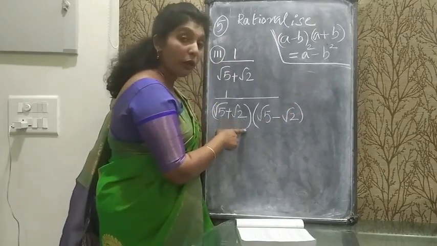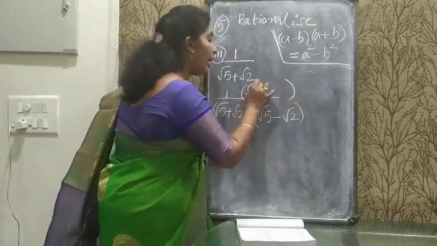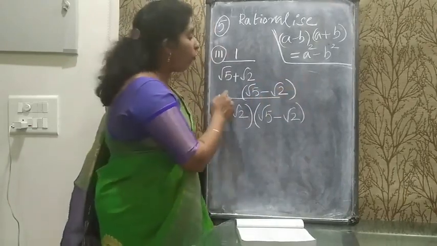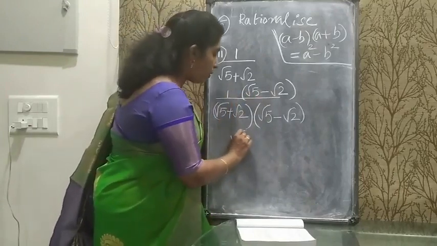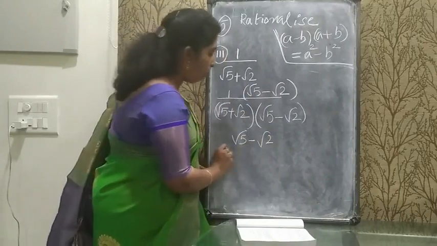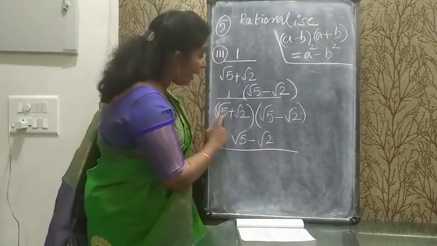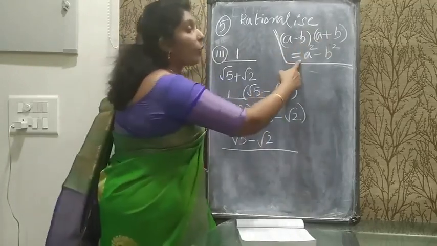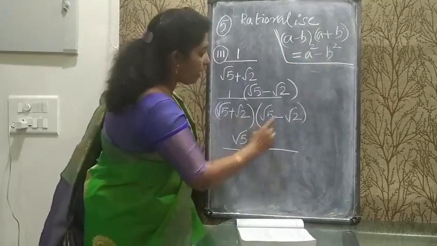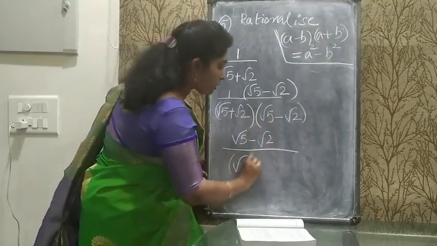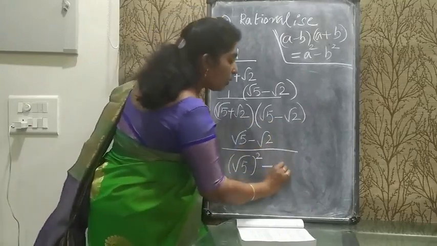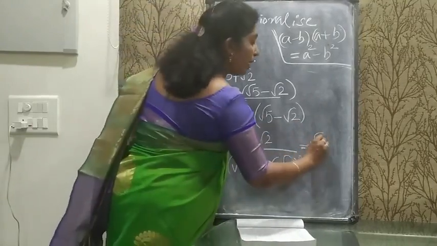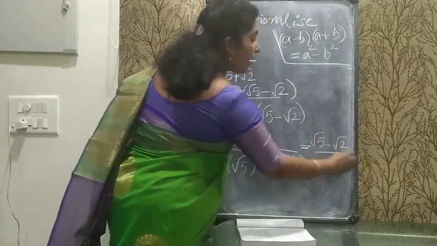Simply you cannot multiply the denominator. At the same time you have to multiply the numerator also by root 5 minus root 2. Then the numerator will become 1 into root 5 minus root 2, that will become root 5 minus root 2. The denominator is again in the form of a plus b into a minus b. A plus b into a minus b is a square minus b square. So this can be written as root 5 square minus b square, b square means root 2 square. The numerator we can't do anything, we have to write it as it is, root 5 minus root 2.